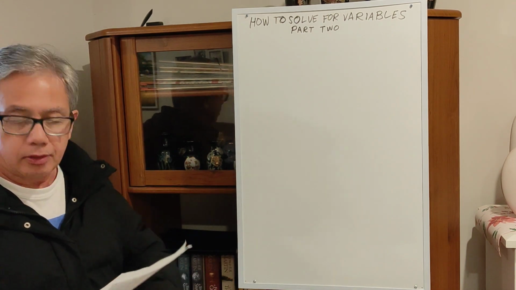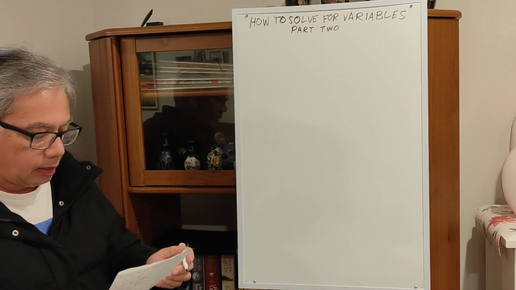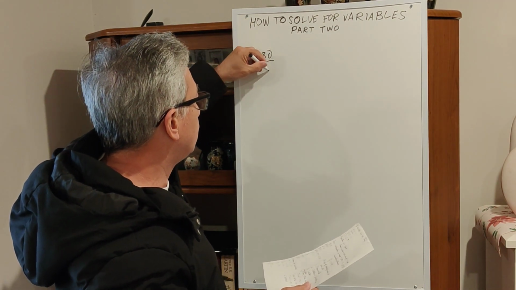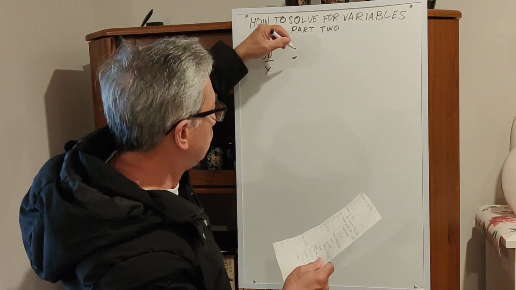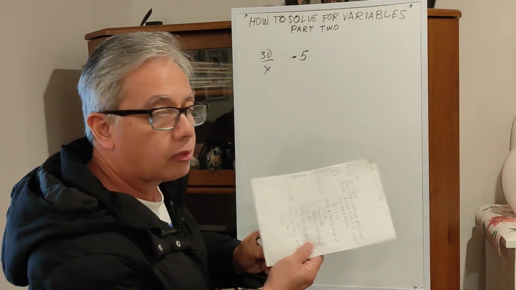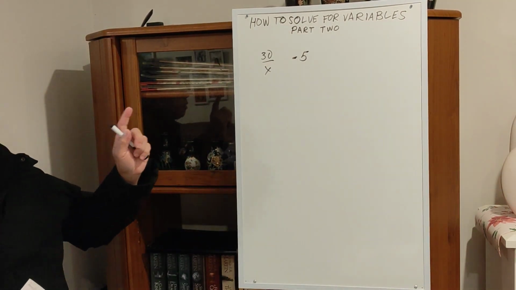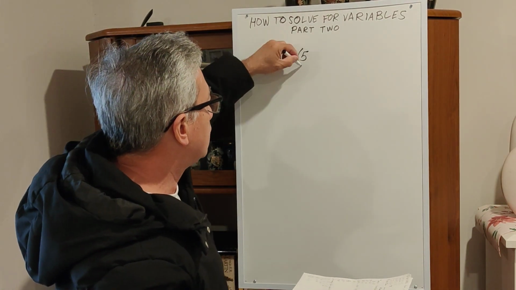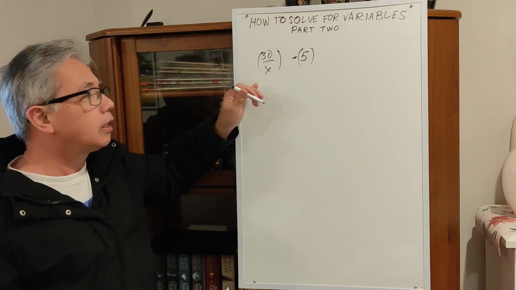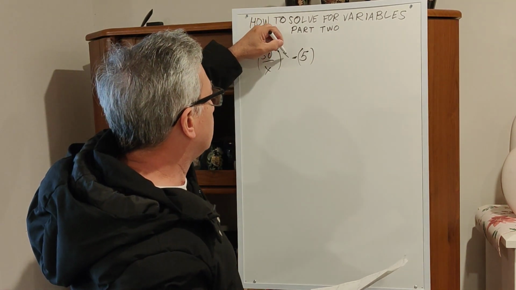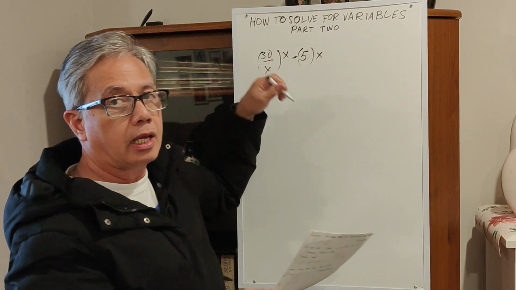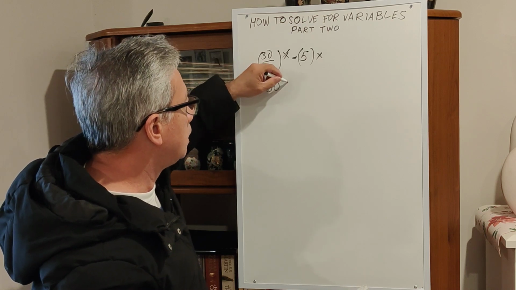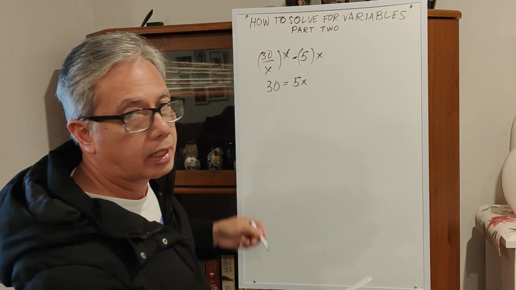Okay, so to continue, the next example that I want to show you is, for example, 30 over x is equal to 5. Now the variable is in the denominator. In order to put it in the numerator, we multiply both sides by the denominator, which is the variable. So if we multiply by x on both sides, this one will cancel out. So what remains is 30, and this becomes 5x.